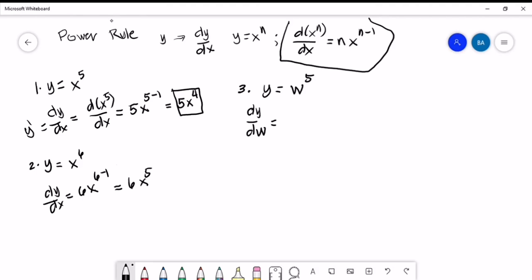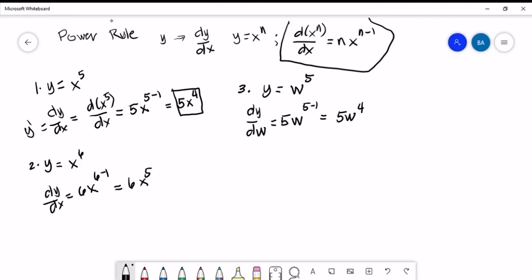So n is 5, then w raised to n minus 1, so 5 minus 1. Therefore, our answer is 5w raised to 4. Just a reminder for everyone that not all the time are you going to derive such a function in terms of x.